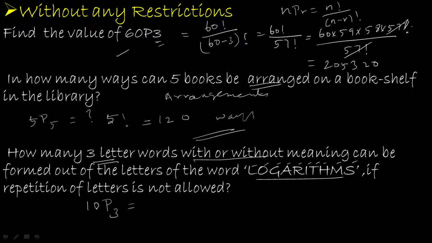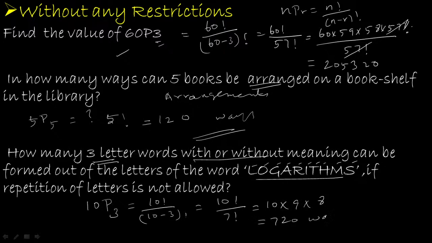So, the number of 3-letter words formed by using these letters is 10P3, that is equal to 10 factorial over (10 minus 3) factorial. That is 10 factorial over 7 factorial. Cancelling 7 factorial in both numerator and denominator, you get only the product 10, 9, 8, which is equal to 720 ways. So, totally we have 720 possibilities.